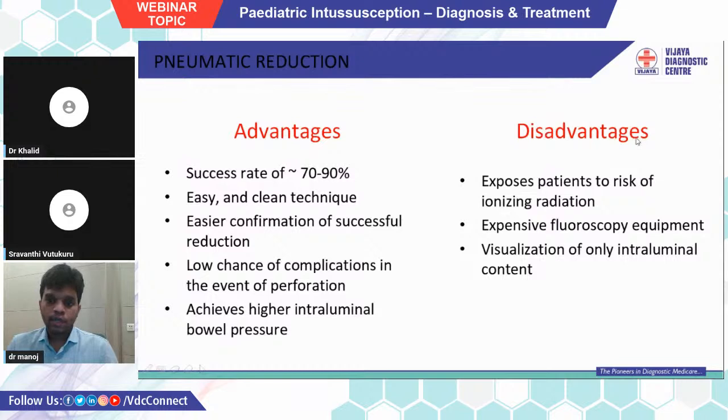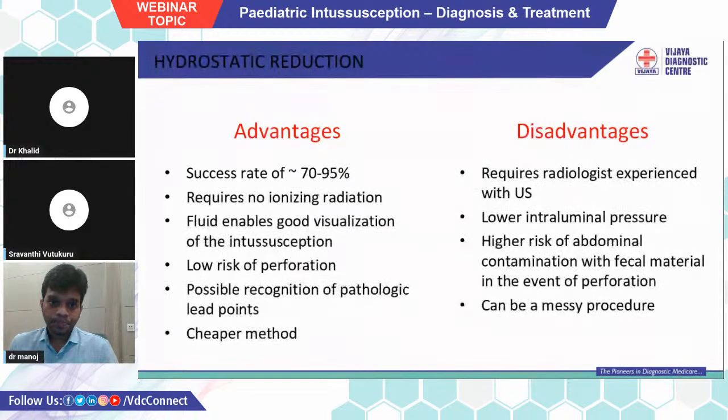But what are the disadvantages? The disadvantages are that the patient is exposed to ionizing radiation, and we need to have fluoroscopy equipment, and we are able to visualize only the intraluminal content. That means even if there is a lead point, we will not be able to tell.